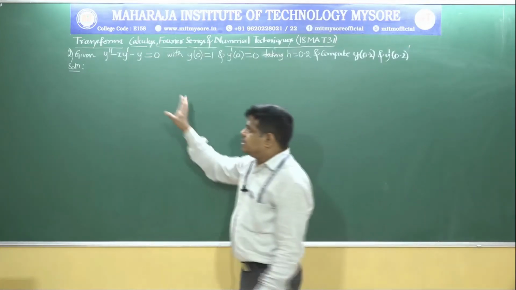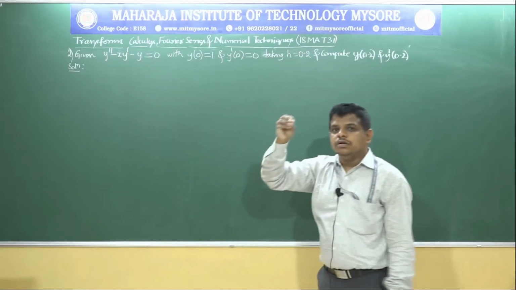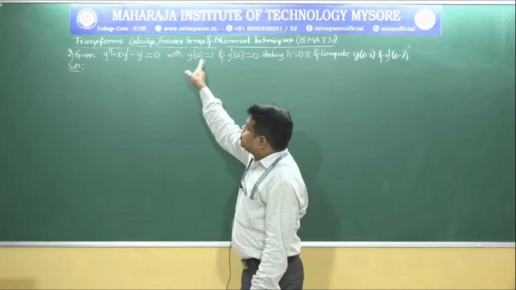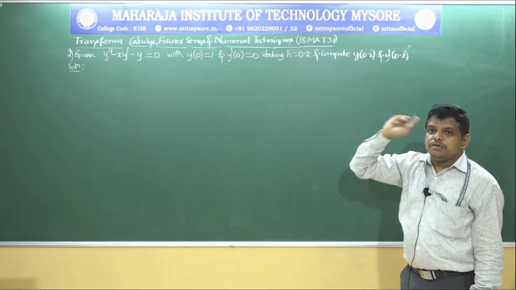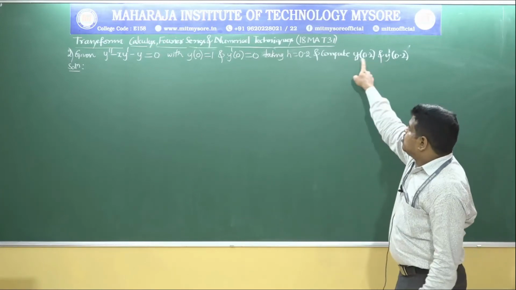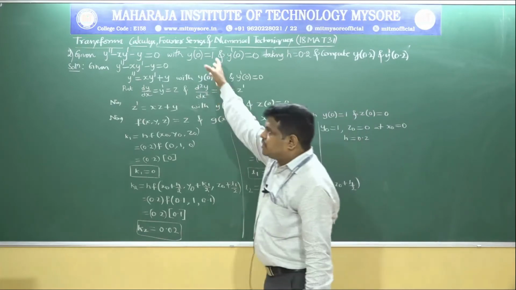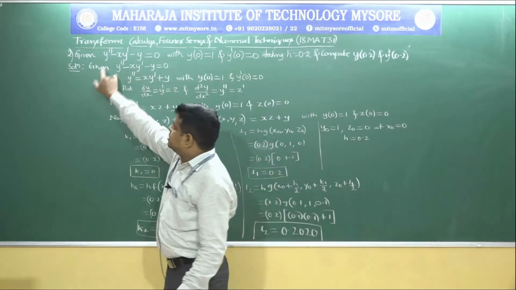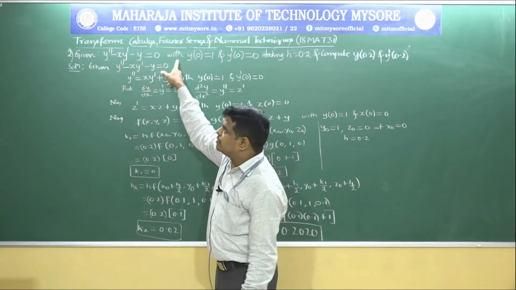Next problem on RK method is given: y double dash minus xy dash minus y equals 0 with the initial conditions y of 0 equals 1 and y dash of 0 equals 0. By taking h equals 0.2, we need to compute y of 0.2 and y dash of 0.2. Okay, next, solution of the given problem. Let us consider the given differential equation y double dash minus xy dash minus y equals 0.